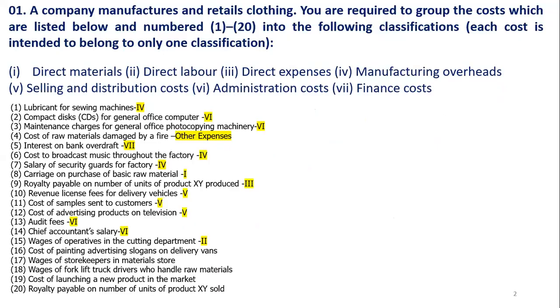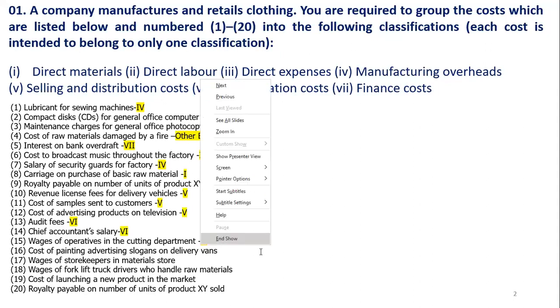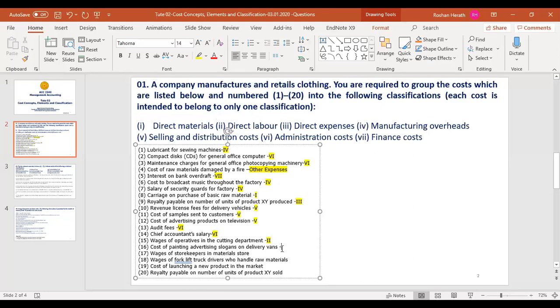Right. Then we have the 16th item, the cost of painting advertising slogans on delivery vans. So you are going to do a kind of decoration, I would say, right? Cost of painting the advertising slogans on the delivery vans. So what about that? Yes, it's kind of obvious. Yeah, good. It's about selling and distribution. Very correct. It's about selling and distribution. Good. So it's number 5.